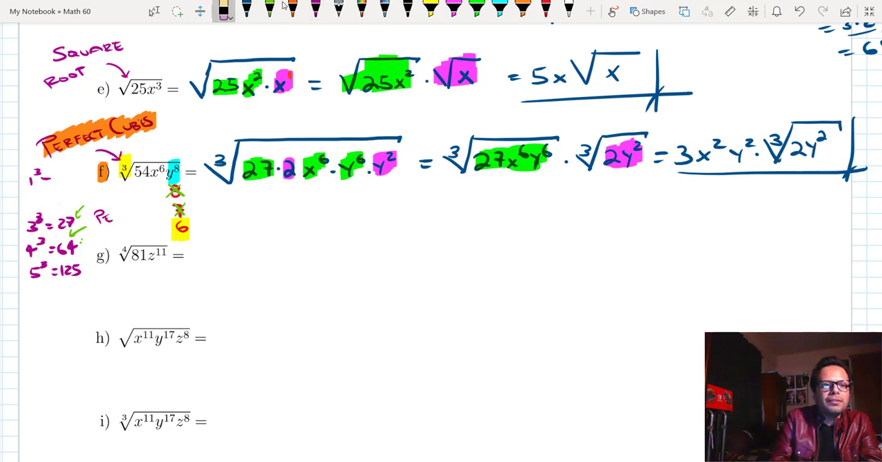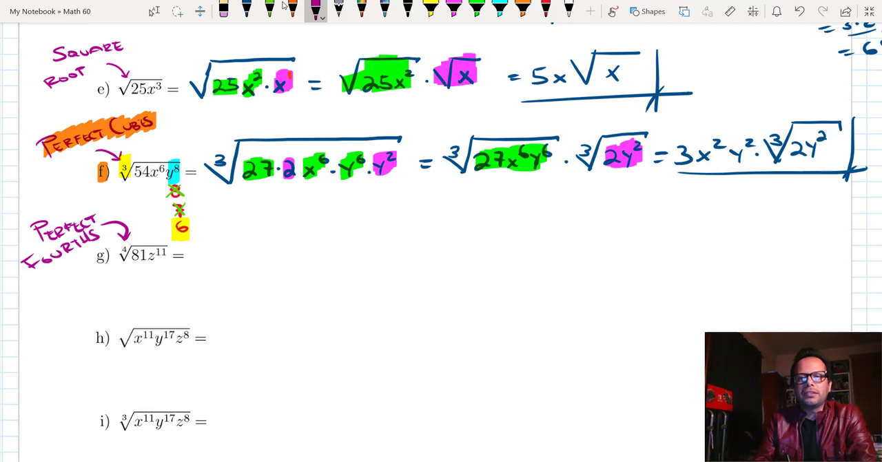Let me erase this to avoid having a lot of numbers. So we're looking for perfect fourths. That's what this index is telling us. And yes, I know it's working with quantities to the 4th power. It's not a trivial procedure the way it is for squares. So we are going to use a calculator to determine what number to the 4th power equals 81.